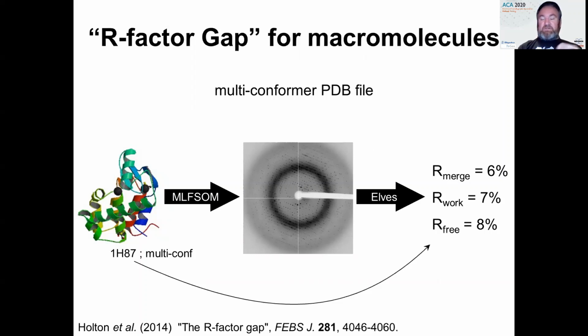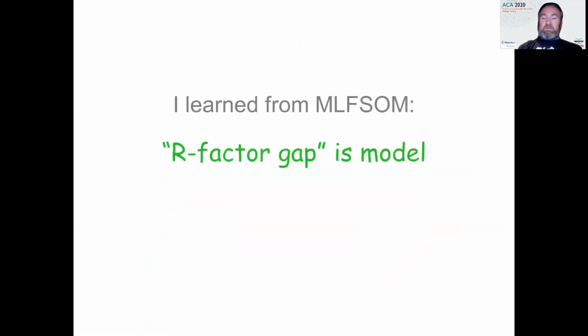So what that tells me is that the data aren't the problem. The data actually faithfully reflect the real structure. We just don't have the technology to properly build what the electron density is telling us. That I thought was a really important and a big revelation for me: the R factor gap, the big gap between R work, R free, and R merge, is a modeling problem, not a data problem.